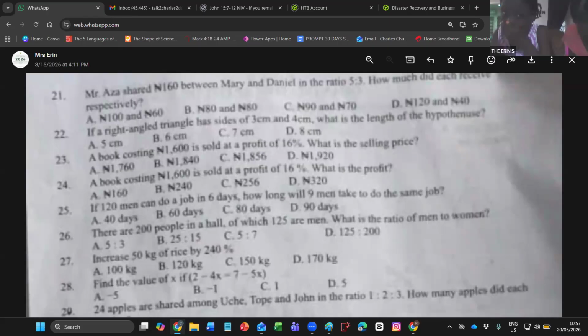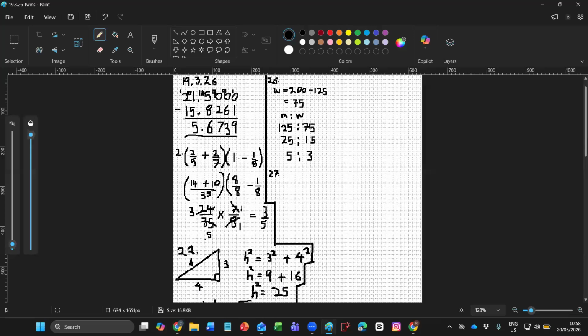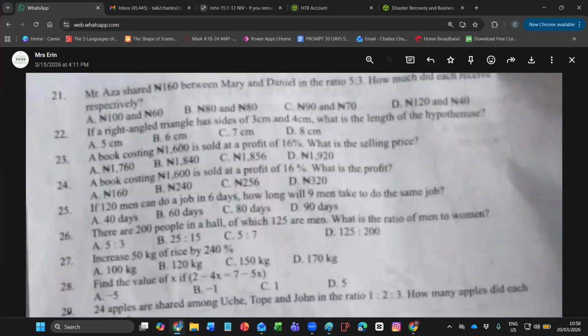Number 27 says: increase 50 kilograms of rice by 240%. Now, I know what somebody's thinking. Which method should we use? Should we use yesterday's method? In some cases of certain questions, you can modify them. There were 2 methods from yesterday's one. We'll use the first one.